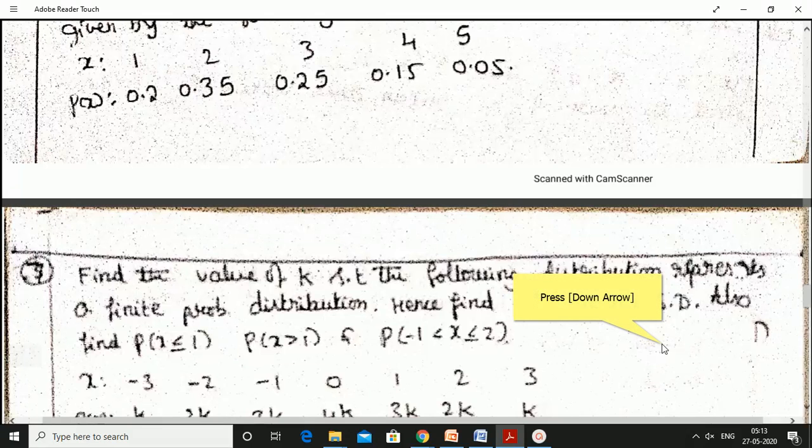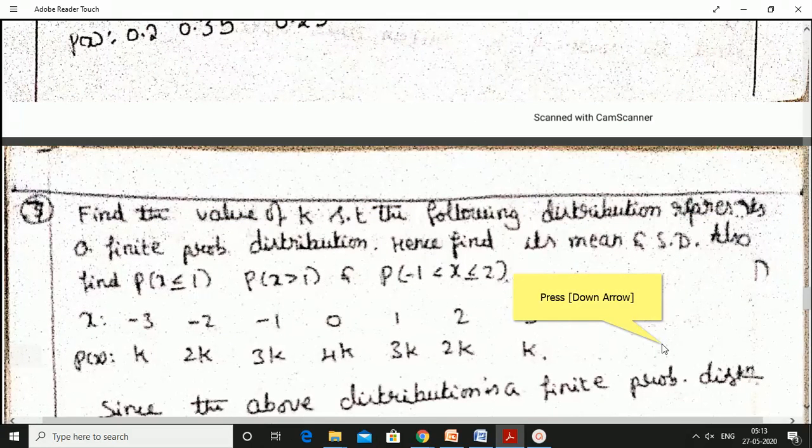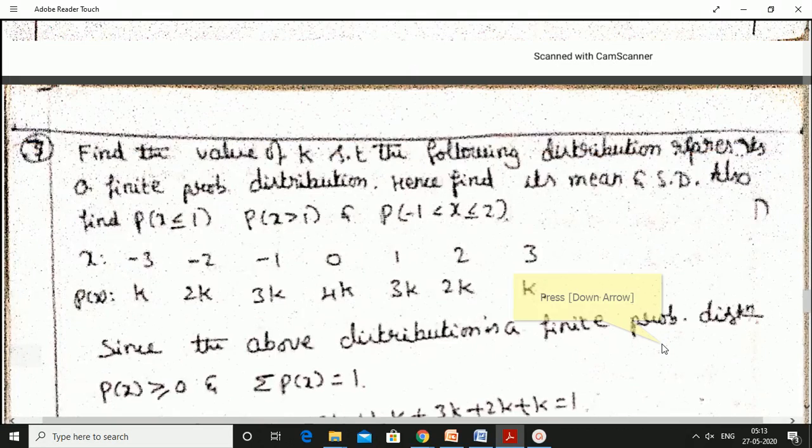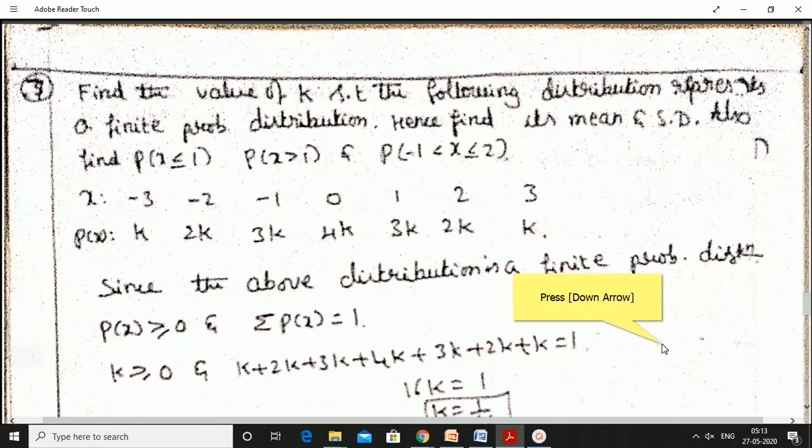Okay, I hope you understand how to solve the problems of this kind. You can do the remaining problems. Okay, we'll end this. I hope you understand what a discrete random variable is. You need to remember the definition also.